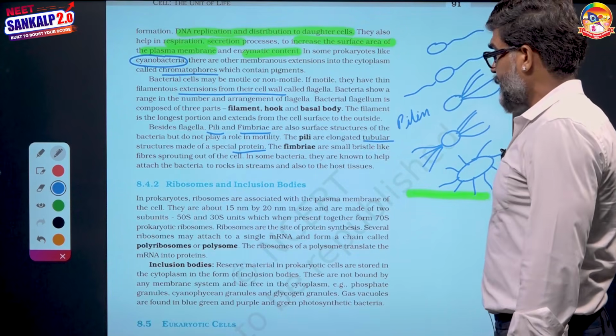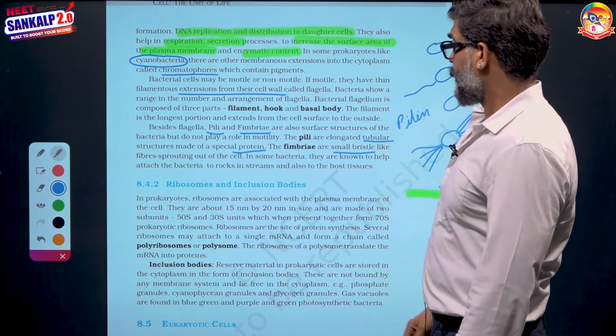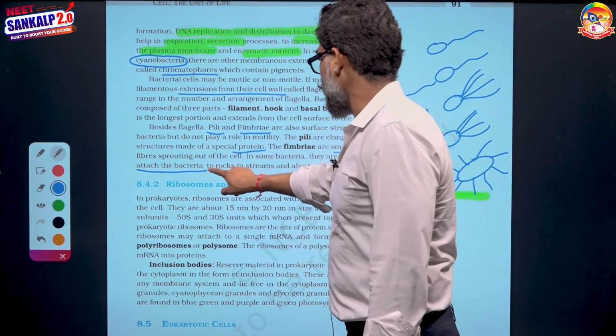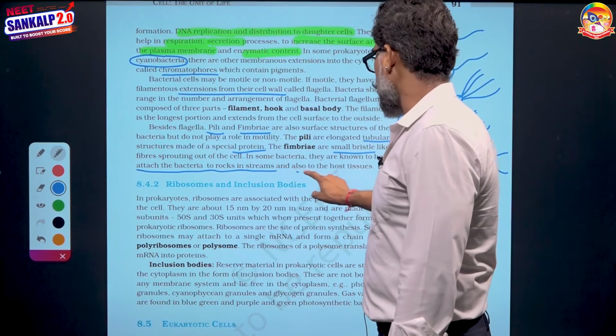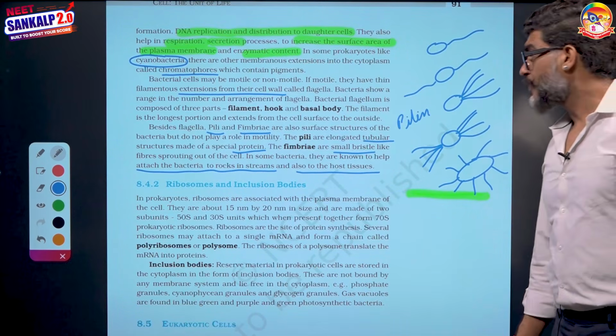The third type of appendage is fimbriae. They are small bristle-like structures, and they help in what? They help in attachment of the bacteria to rocks in streams and also to host tissues if they are of a pathogenic nature.